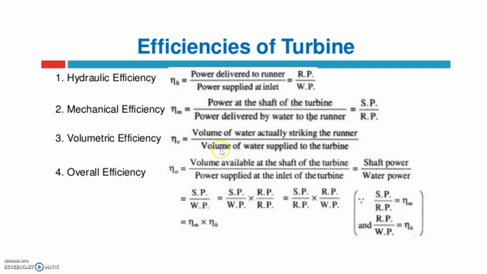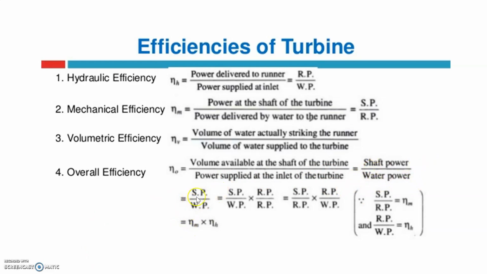Volumetric efficiency, which can be defined as volume of water actually striking the runner divided by volume of water actually supplied to the turbine. And overall efficiency, we can define it as power available at the shaft of the turbine to the power supplied at the inlet of the turbine. That is shaft power divided by water power.